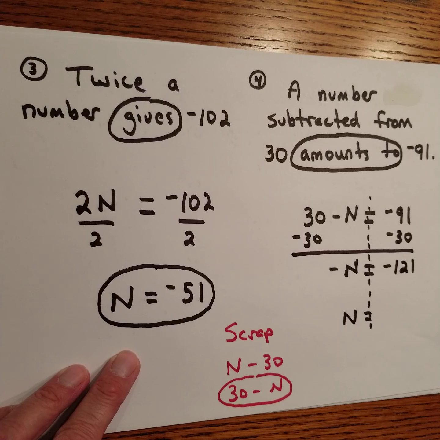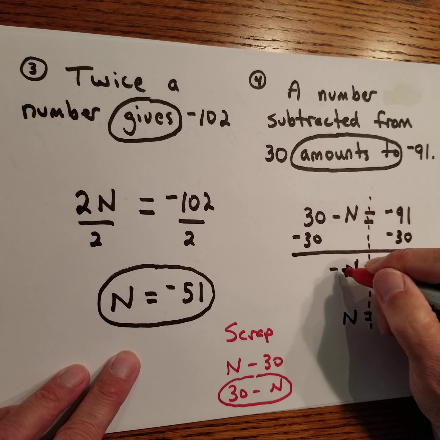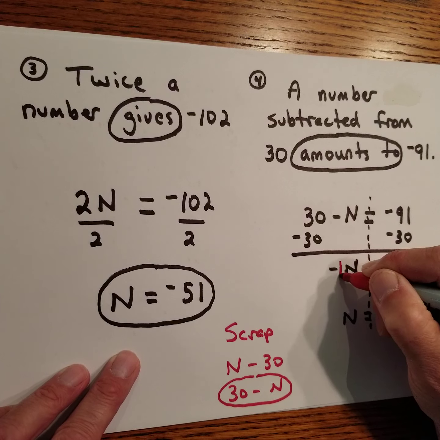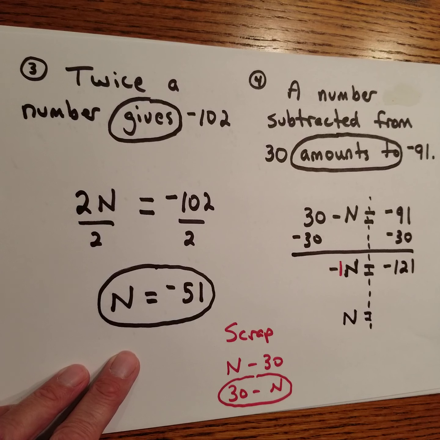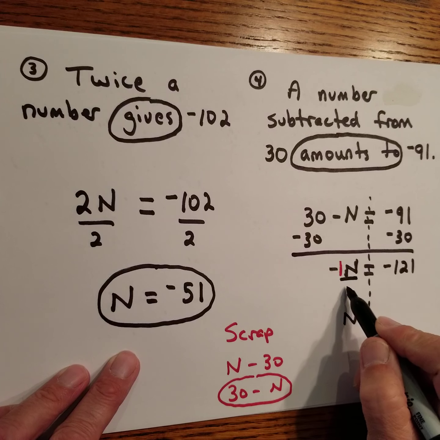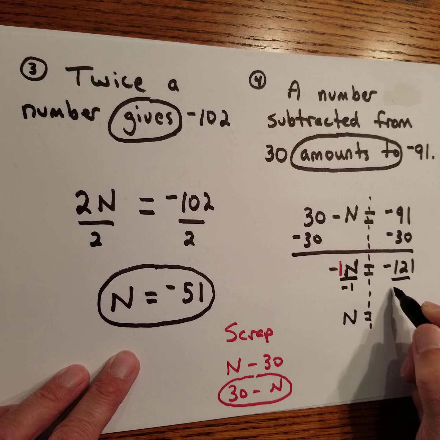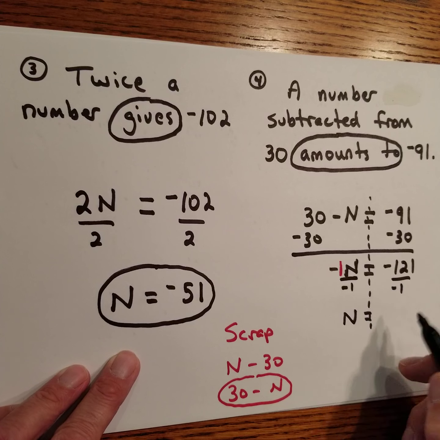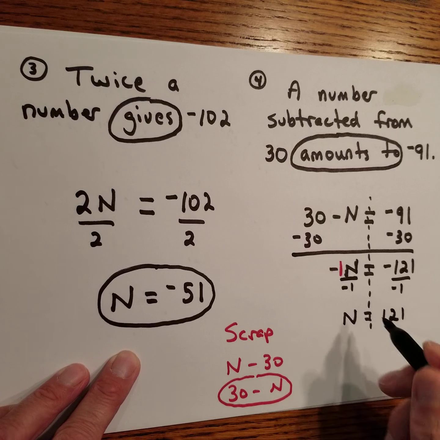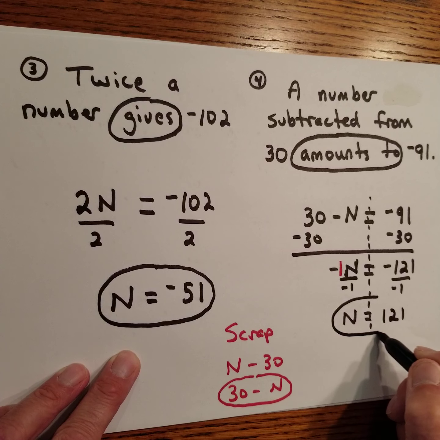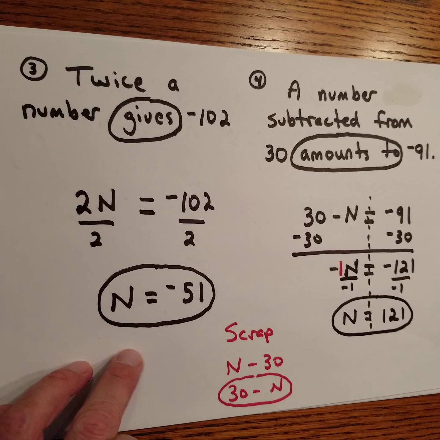Now this n does not have a number in front of it. It does have a negative in front of it. That's like having a negative 1 there. To get n by itself, I divide by negative 1. And a negative divided by a negative is a positive. Tricky, but I think we've got it.